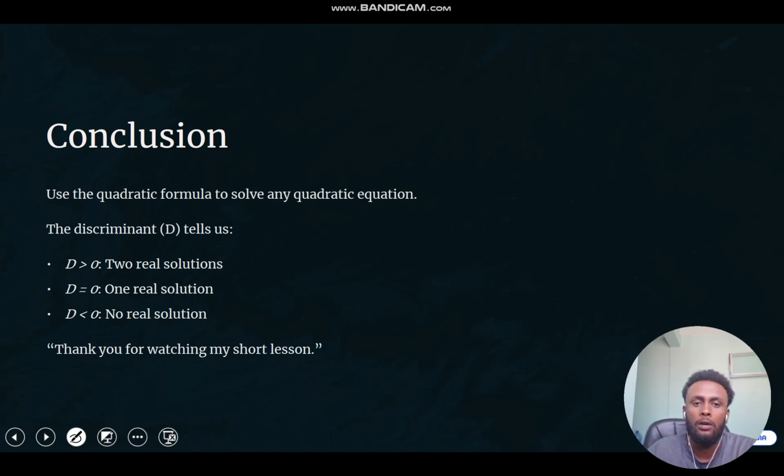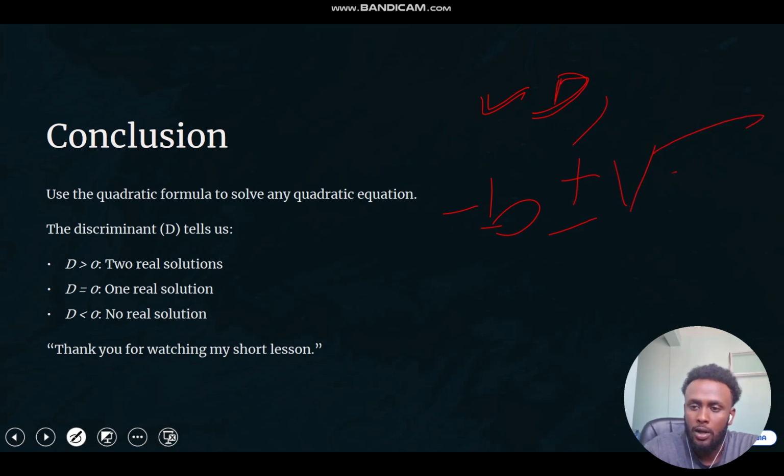Finally, to solve any quadratic equation using the quadratic formula, the first step is to determine the discriminant and identify the number of solutions, and secondly, to substitute into the general formula, minus b plus or minus the square root of the discriminant, divided by 2a.